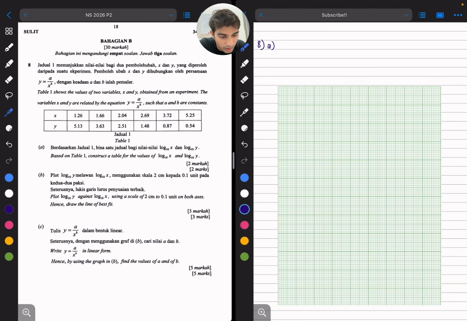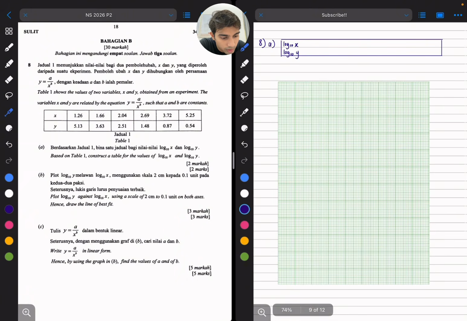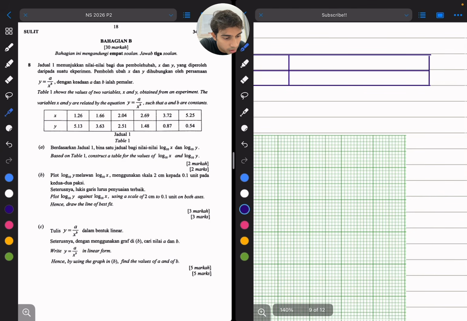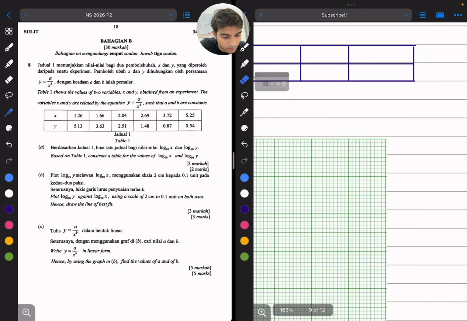Question 8a. Right, so this is log 10x against log 10y. Okay, so we have 1, 2, 3, 4, 5, and 6. That's one a bit longer already. Let me just adjust it. Alright.